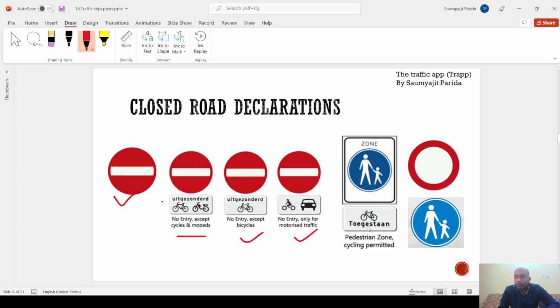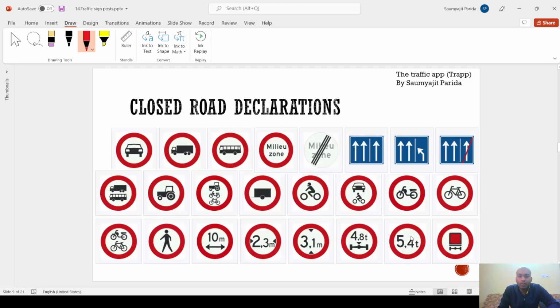Here "toegestaan" means permitted or added. This is a zone for the pedestrian zone, and these are some additional signboards. This is like the road is closed, and this is for pedestrians.